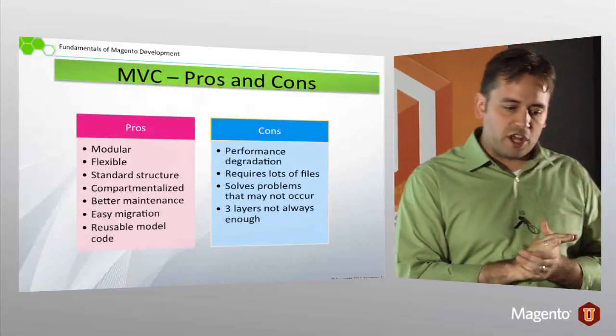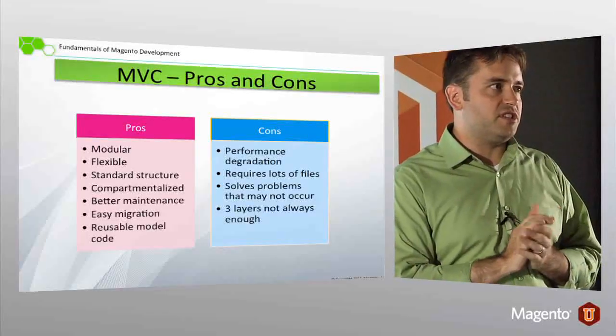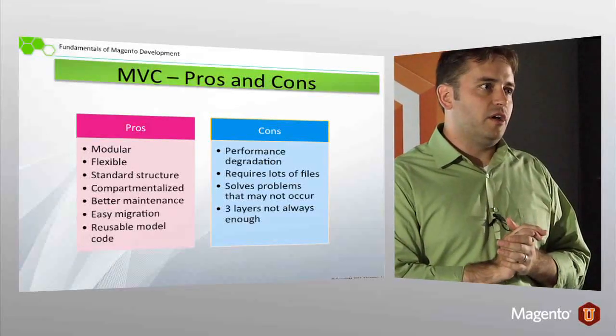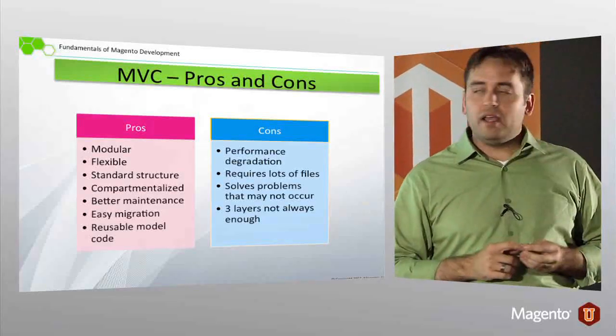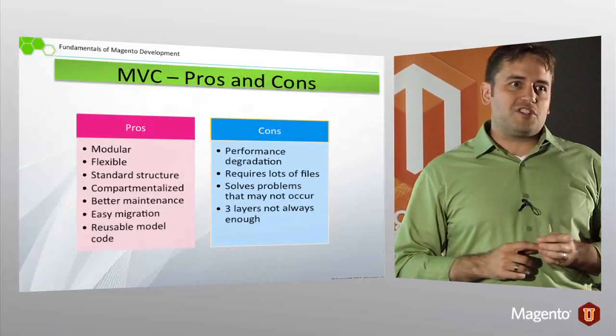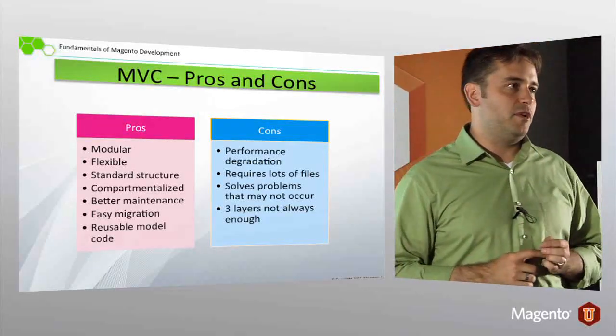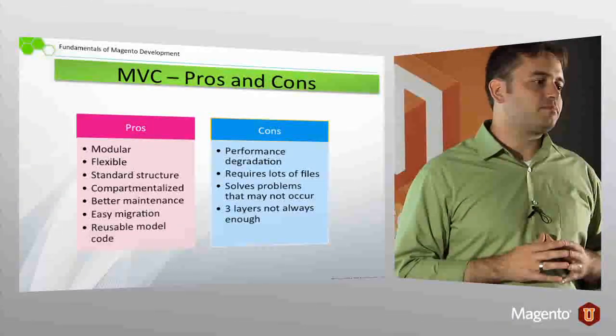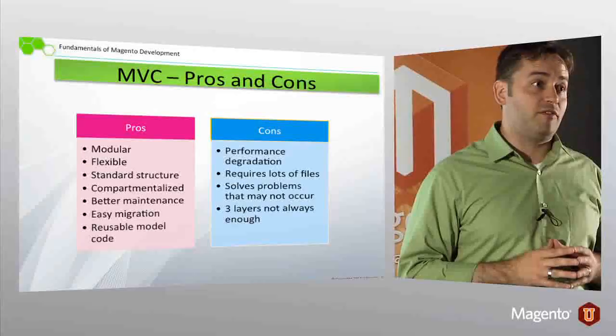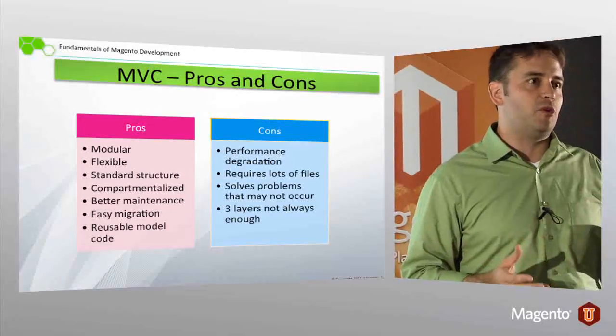You can generally debug MVC applications a little bit easier. You can find the problem. You know where to group certain tasks. The cons, of course, are performance. Generally you might have 5, 6, 7 classes or files involved in rendering a single page.